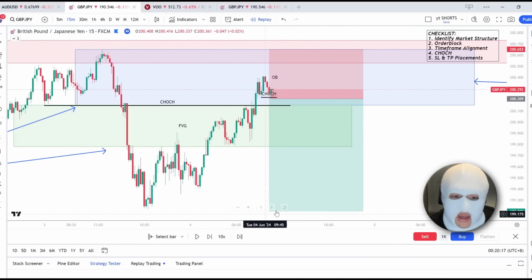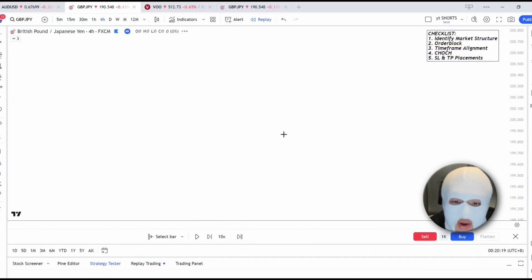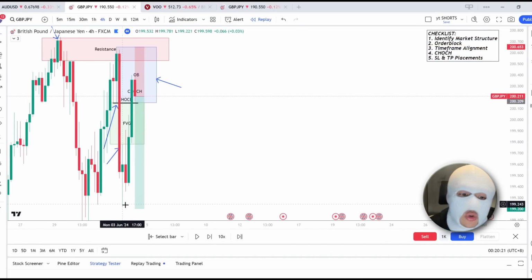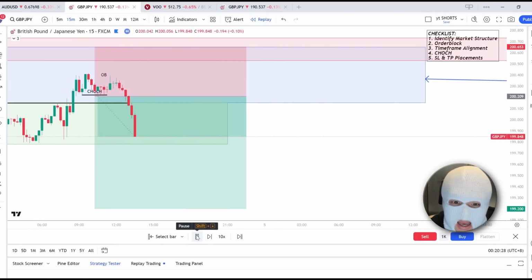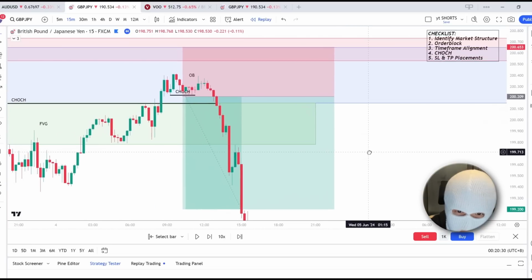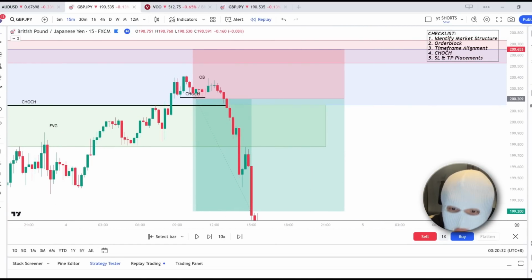Now, for take profit wise, we are targeting the 4-hour swing low as we're looking to continue the bearish trend, creating lower lows. Now, let's go ahead and take a look at how the trade plays out. After a while, you can see the trade instantly smashed full TP without much drawdown.